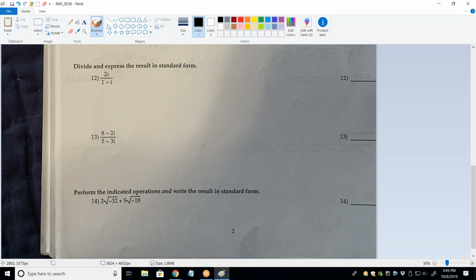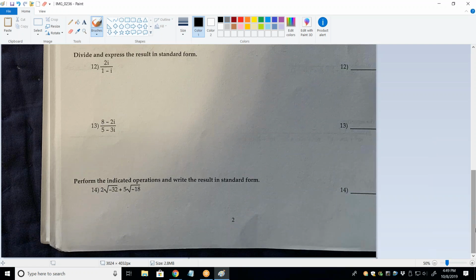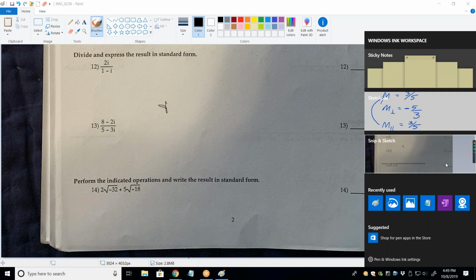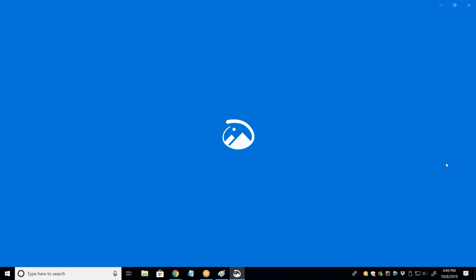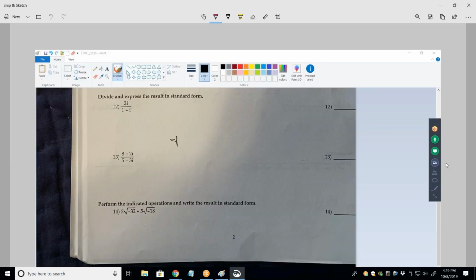How are we going to do 14? So you can change square root -32 into 4 square root 2, so 4 square root 2i.